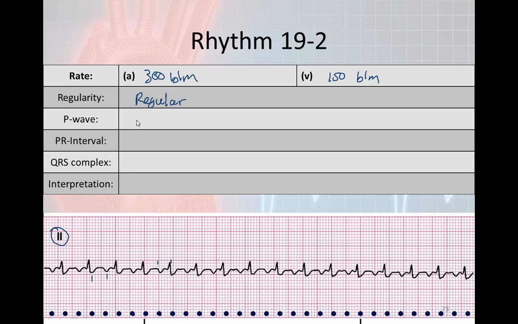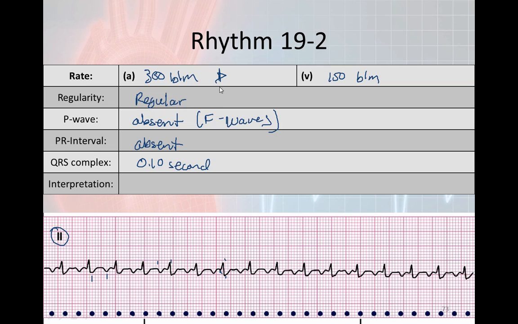P waves are absent. And the reason they're absent is because there are capital F waves. PR interval is absent. QRS complex looks good, so 0.10 second. If you measure that out, you can see it starts here, ends here, so that's 0.08 or 0.1 seconds, somewhere around in there. My interpretation, what are my problems?